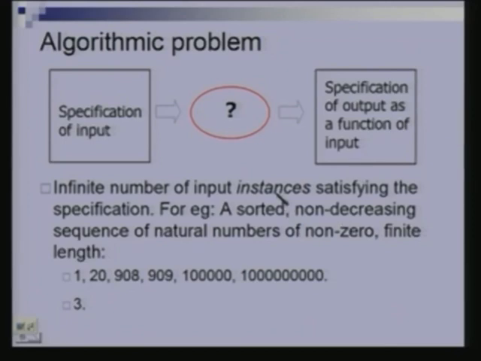Now, what is an instance? These are two instances of the input. This is the specification for the input, and you can have any possible instance. You can take any sequence of sorted non-decreasing numbers, and that would form an input instance. So, there are infinitely many input instances possible here.